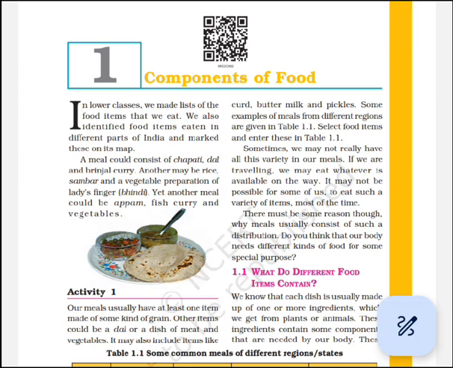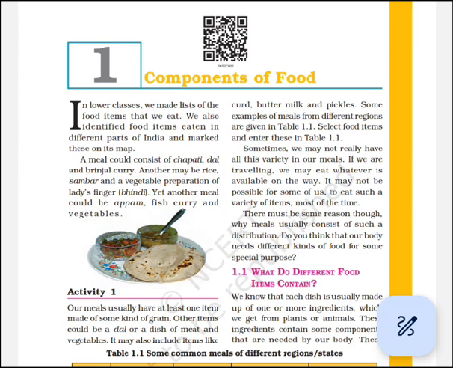Activity 1. Our meals usually have at least one item made of some kind of grain. Other items could be a dal or a dish of meat and vegetables. It may also include items like curd, buttermilk, and pickles. Some examples of meals from different regions are given in Table 1.1. Select food items and enter these in Table 1.1.